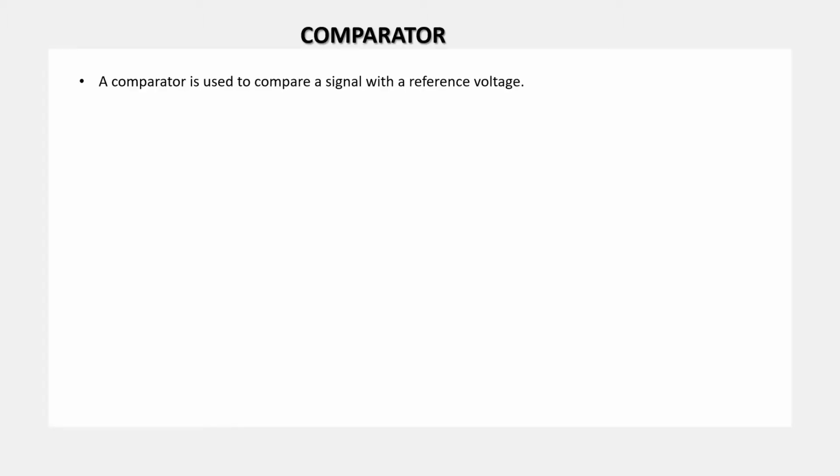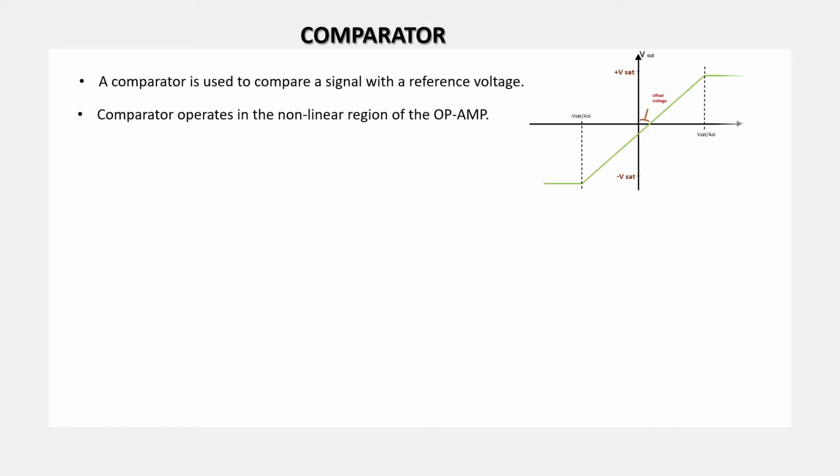So what are comparators? A comparator is a circuit which is used to compare the input signal with the reference voltage. Comparators operate only in the non-linear region of the op-amp. So what is a non-linear region? If we see the transfer characteristics, the region where the output is either plus Vsat or minus Vsat, regardless of the difference in input, is called the nonlinear region. This is also called the saturation region.